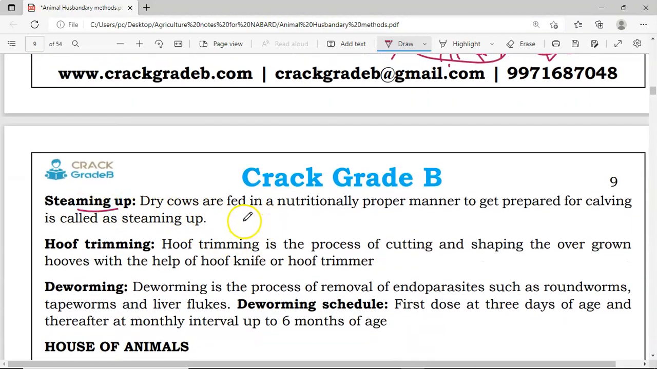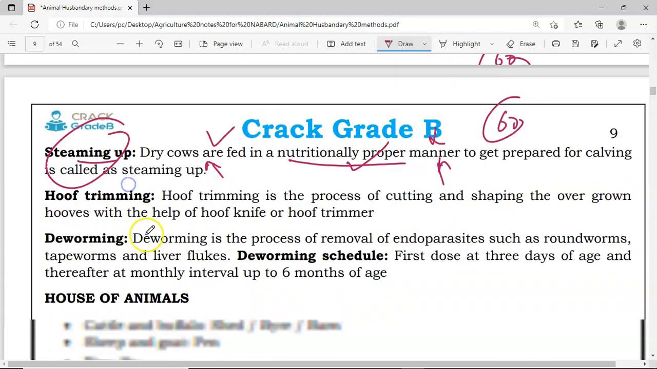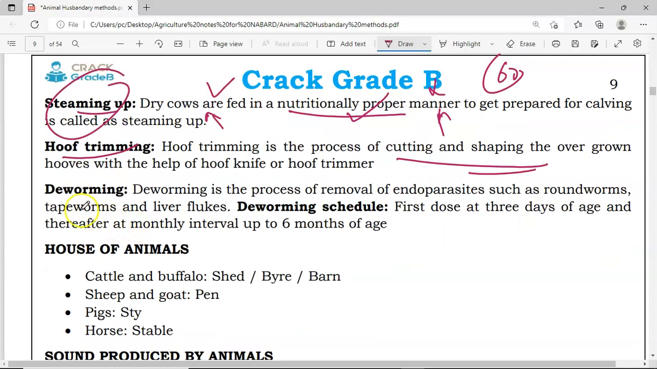Steaming up, dry cows are fed in a proper nutritional manner. Why? Because she is pregnant and going to give birth to a calf in the next 60 days. So it requires some nutritional value. So proper nutritional management of your cow in the dry period is known as steaming up. Hoof trimming is a process of cutting and shaping the overgrown hoofs.